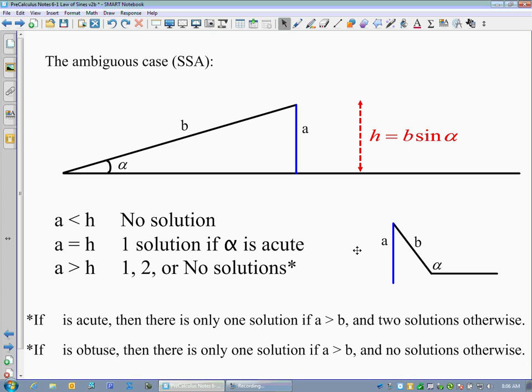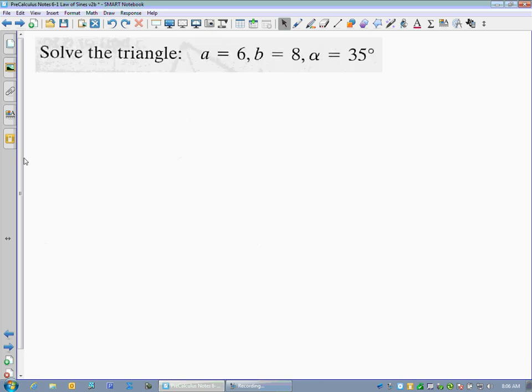Because for both of them, you do have to compare it to the height, which is the distance from that point to the base. Alright, so let's look at an example of this. Here we want to solve this triangle. We have A, B, and alpha. Our first step is always to draw that visualization. So here's an example of drawing this triangle. We know the angle, and we know the length of the side over here is going to be 6. We just don't know at what angle it goes. And the side between this side here was going to be 8.